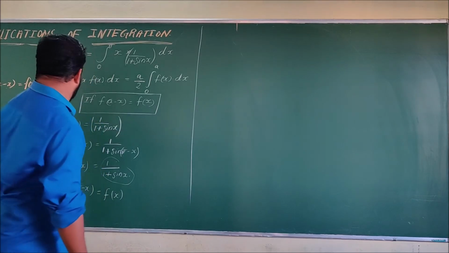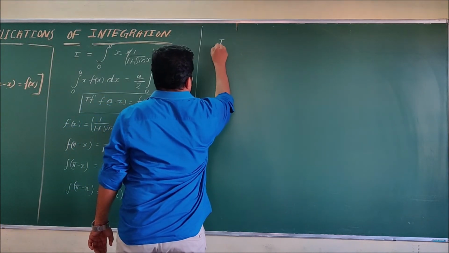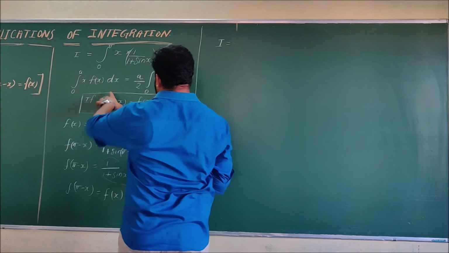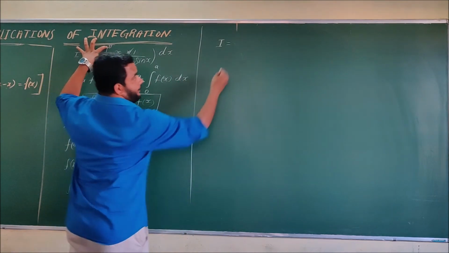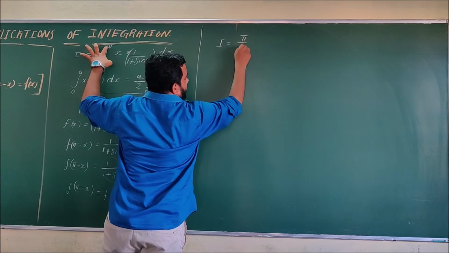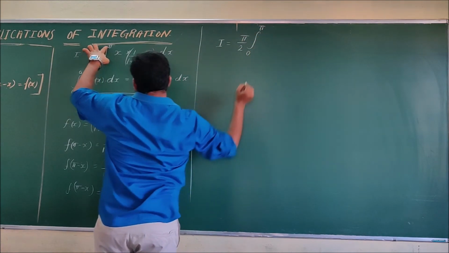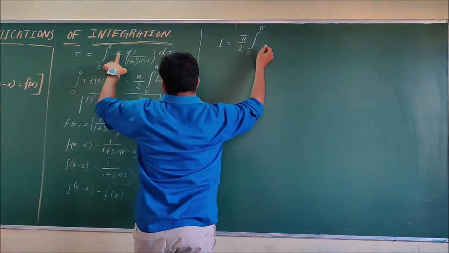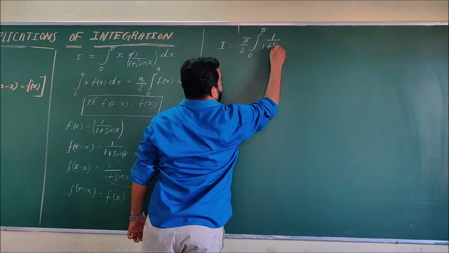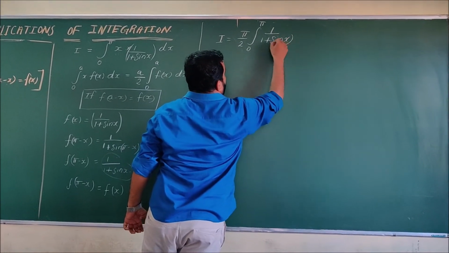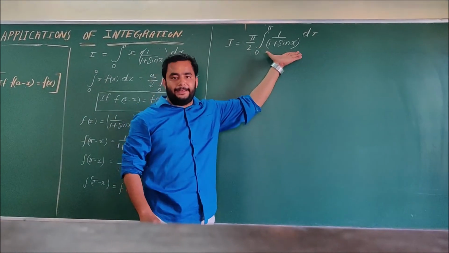So we are using the first property. I is equal to a by 2, and our limit is pi, so pi by 2 times the integral of 0 to pi. We can remove this x factor, so 1 by 1 plus sin x into dx. This is in sin x form.